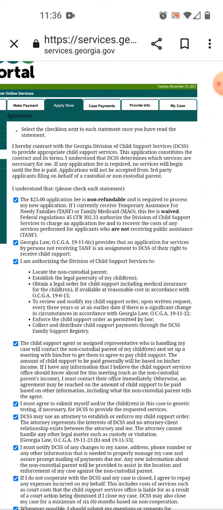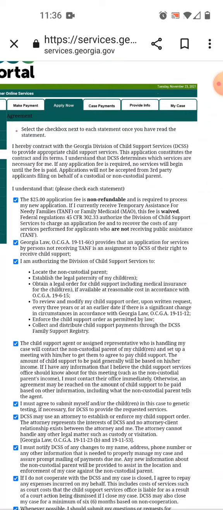That's what you have to agree to in order to see the agreement. You have to check these boxes. Select the boxes next to each statement once you have read the statement. I hereby contract with the Georgia Division of Child Support Services, DCSS, to provide appropriate child support services. This application constitutes a contract and its terms.